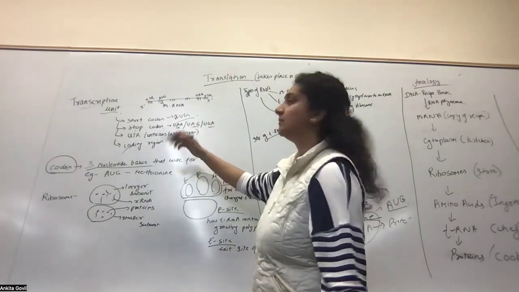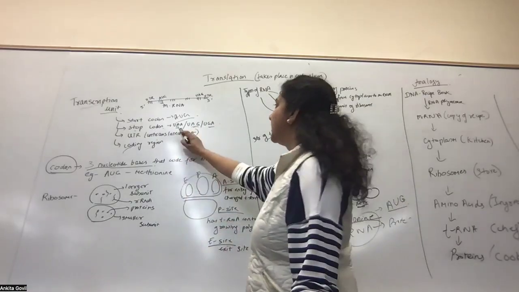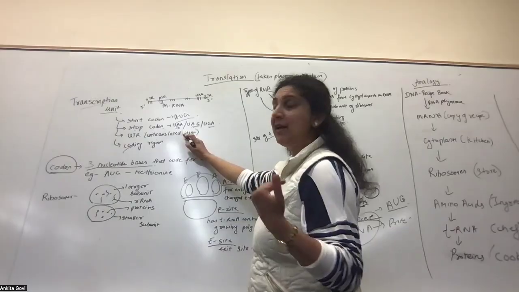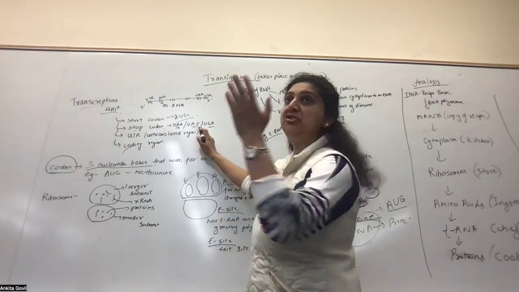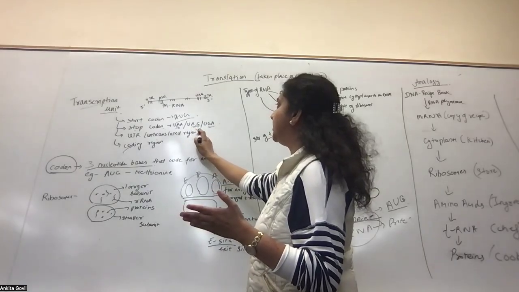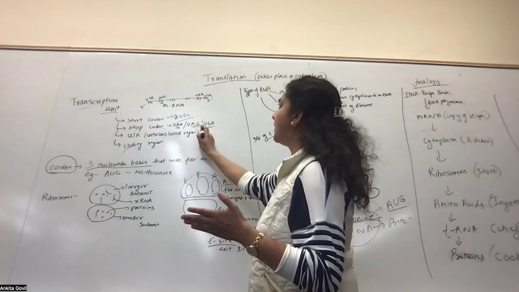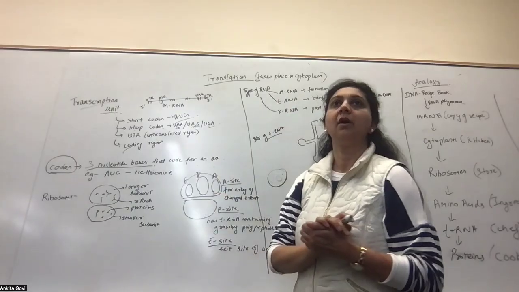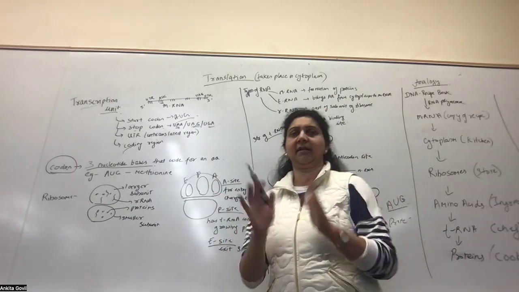I just made it like this: UAA, then UAG, and then UGA. They are opposite to each other. All right, but you don't have to remember this, that's fine.